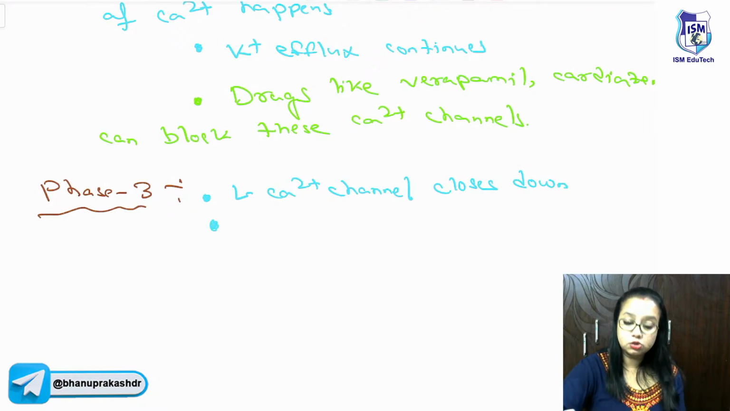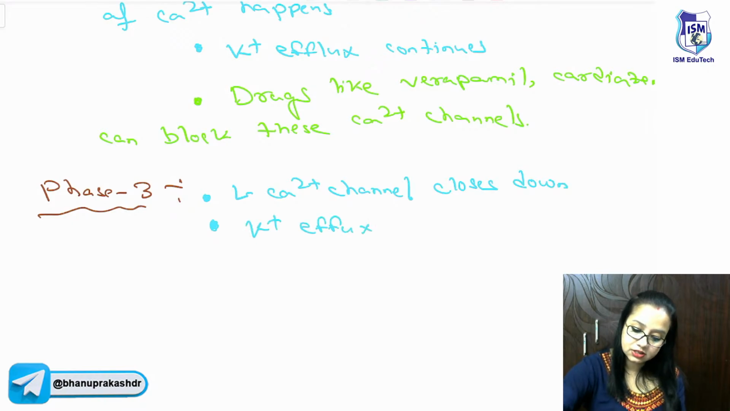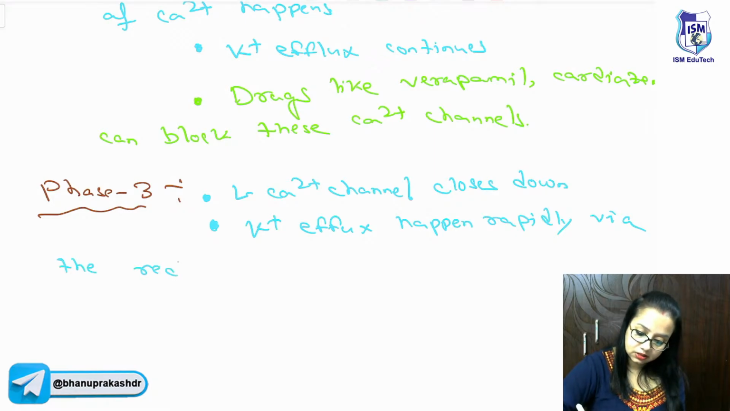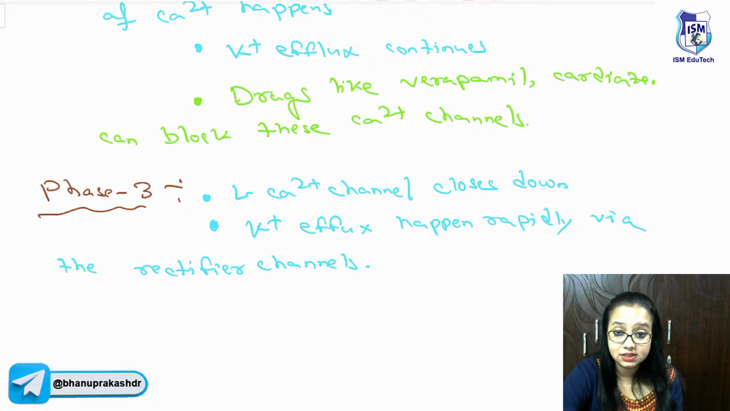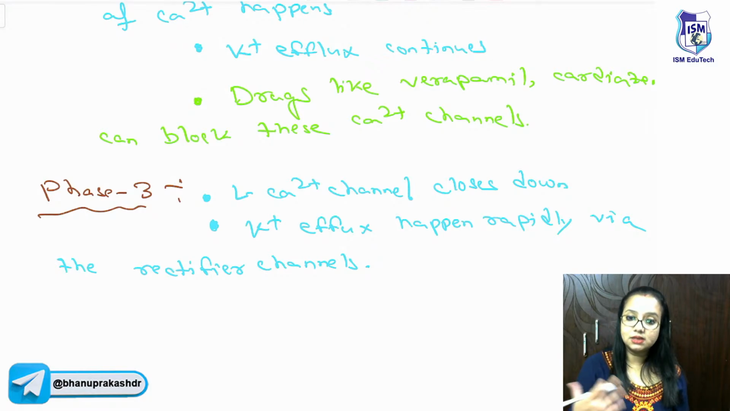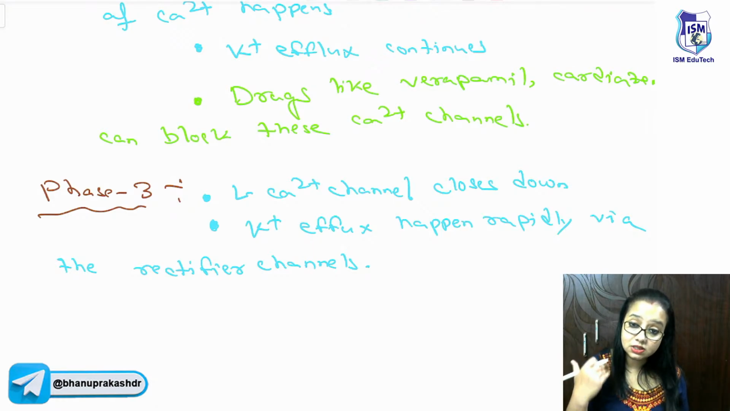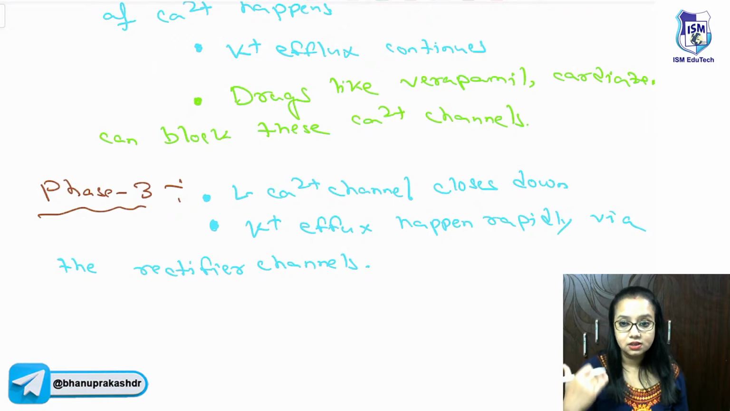And here, because so much calcium has increased, potassium efflux happens rapidly via the rectifier channels. So potassium has the outward rectifier channel, inward rectifier channel, transient rectifier channel. Through all these rectifier channels, the efflux of the potassium happens, so that as much positive charge as has entered should be thrown out of the cell again, because the cell is now repolarizing.